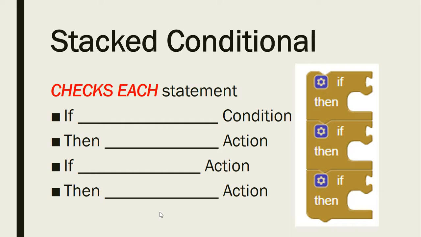It might do the first one, not the second one, but then the third one. So unlike the chain conditional where it stops at the first true action, this one will do all of them, as many of them that are true. Now, is one better than the other?